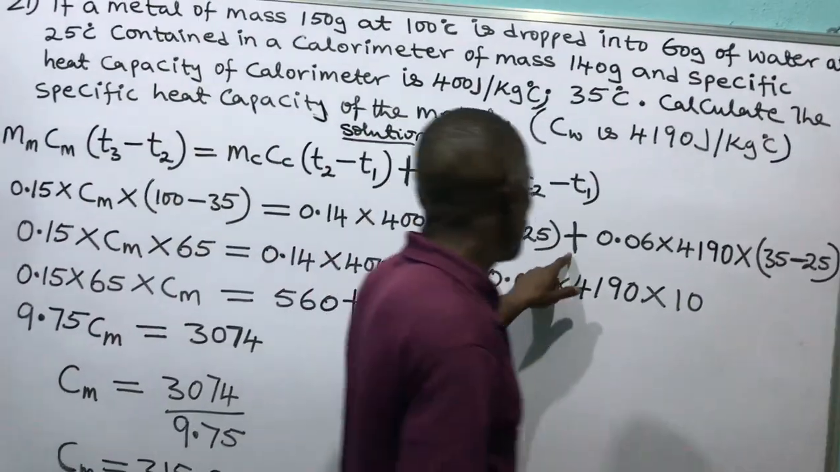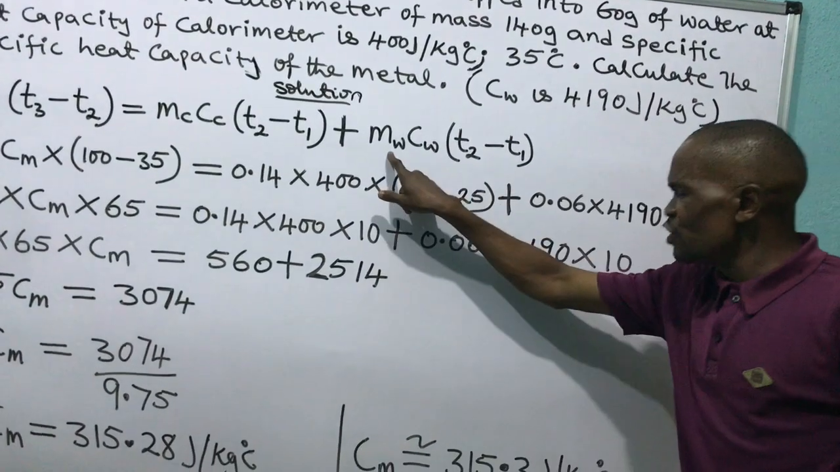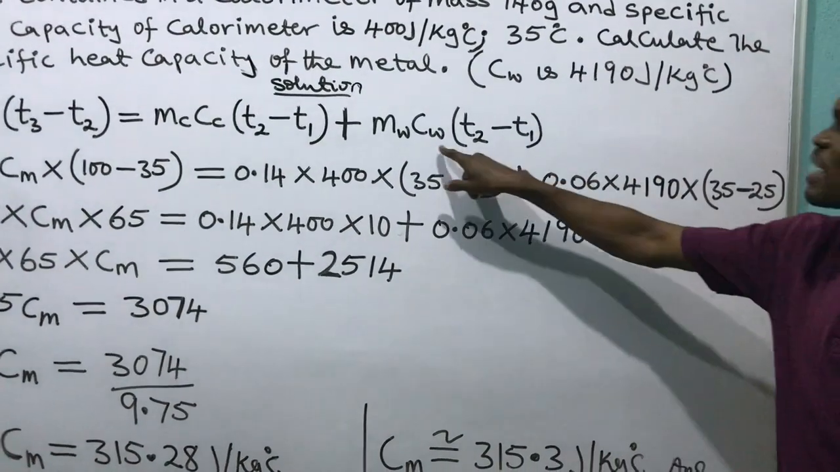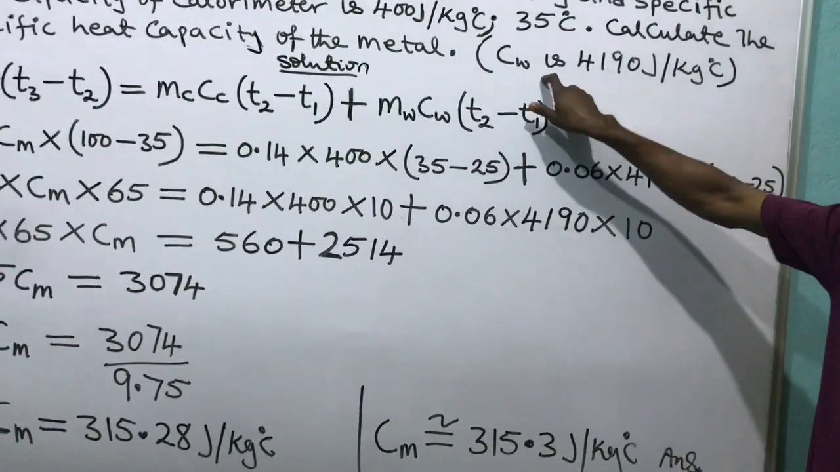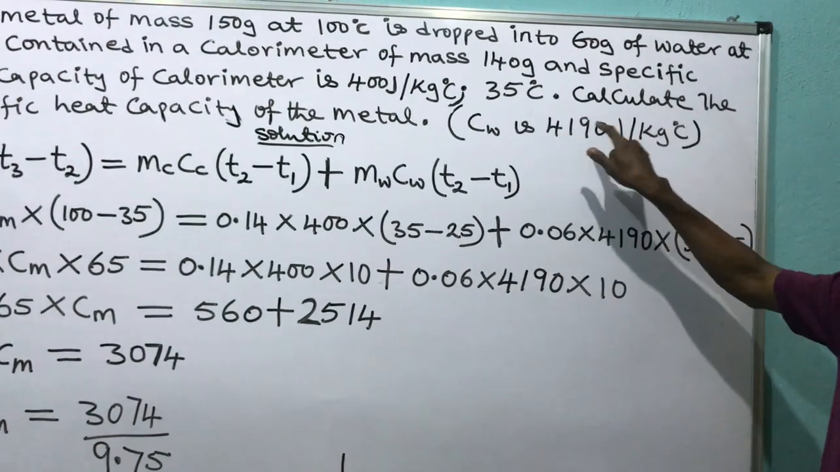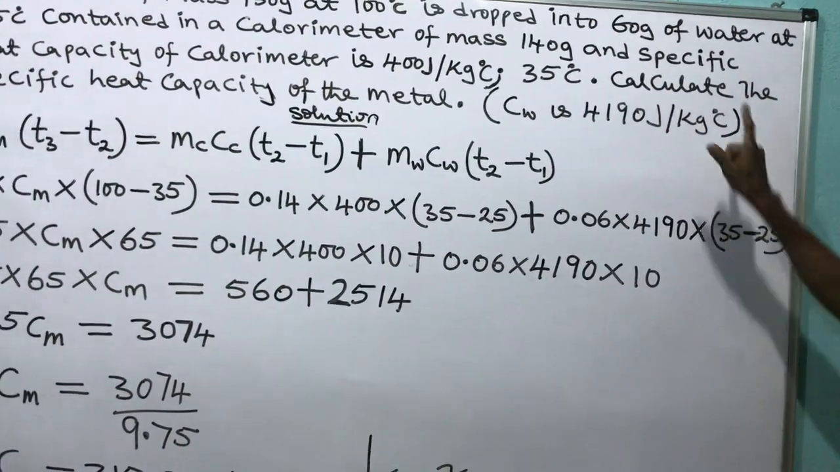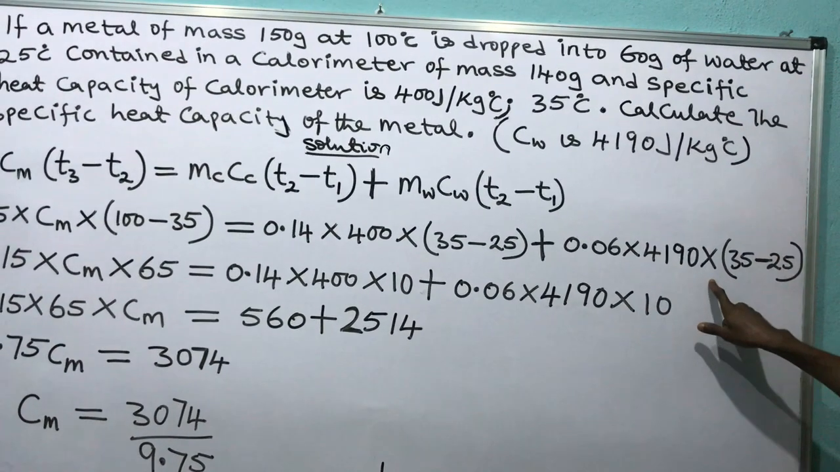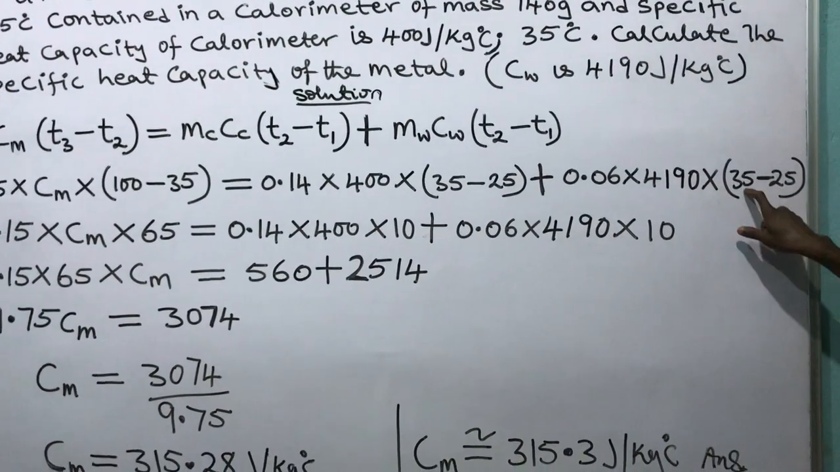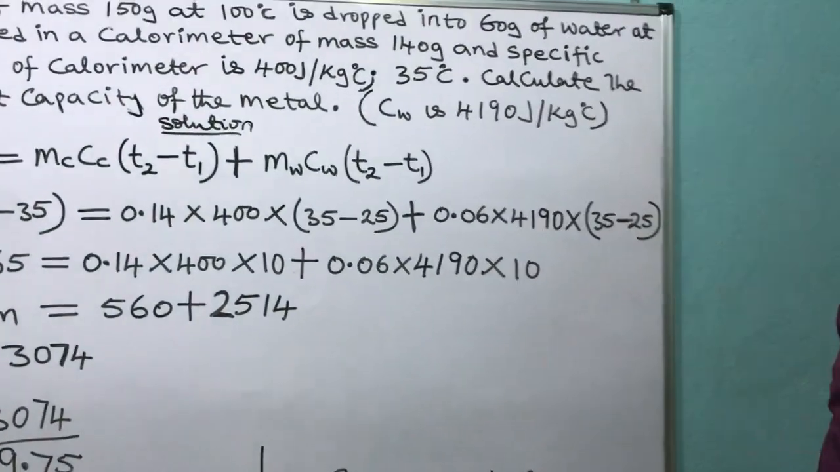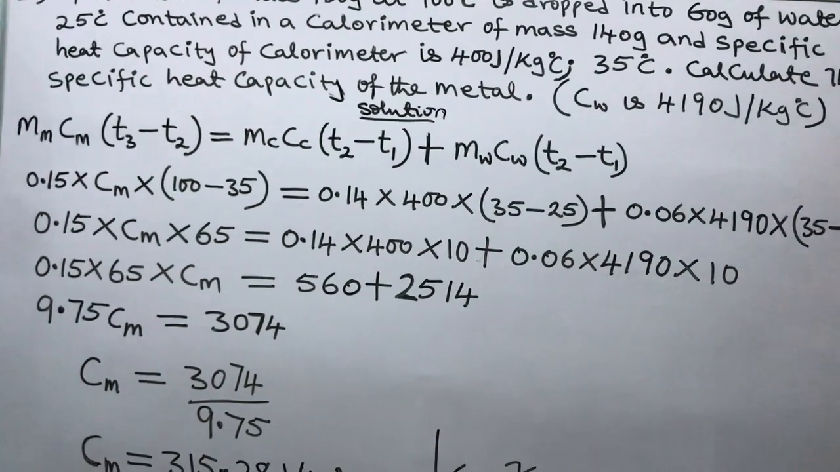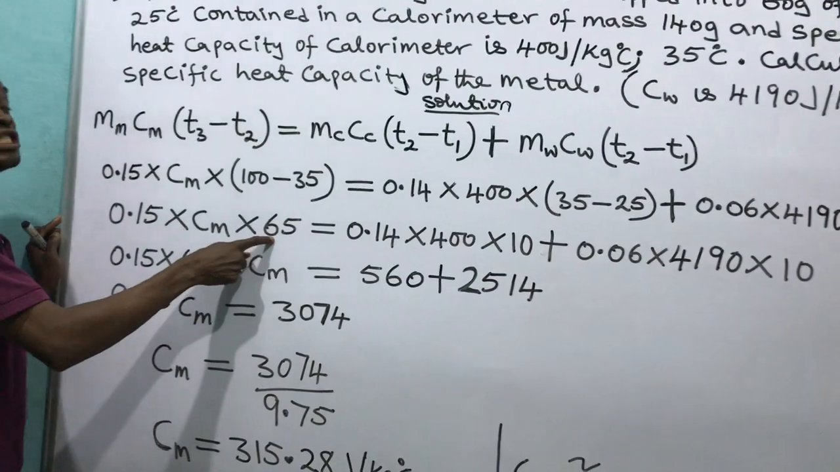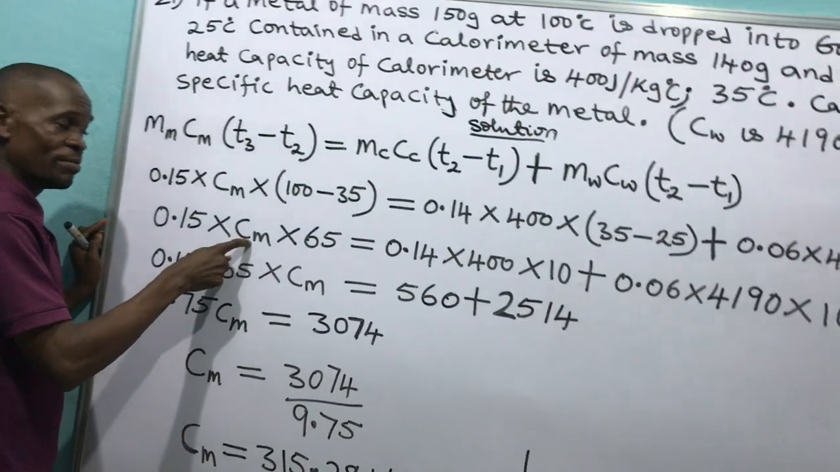Which is 25 degrees centigrade, plus the mass of the water, which also gains the heat, which is 0.06, times the specific heat capacity of water, which is given to me, look at it, 4190 joule per kilogram per degree centigrade. And that's what we put here, 4190. Then the change in temperature, which is 35, the steady temperature, minus the initial temperature of the water, which is 25 degrees centigrade. Then we come back here to say that this minus this will give me 65 times the specific heat capacity of the metal.